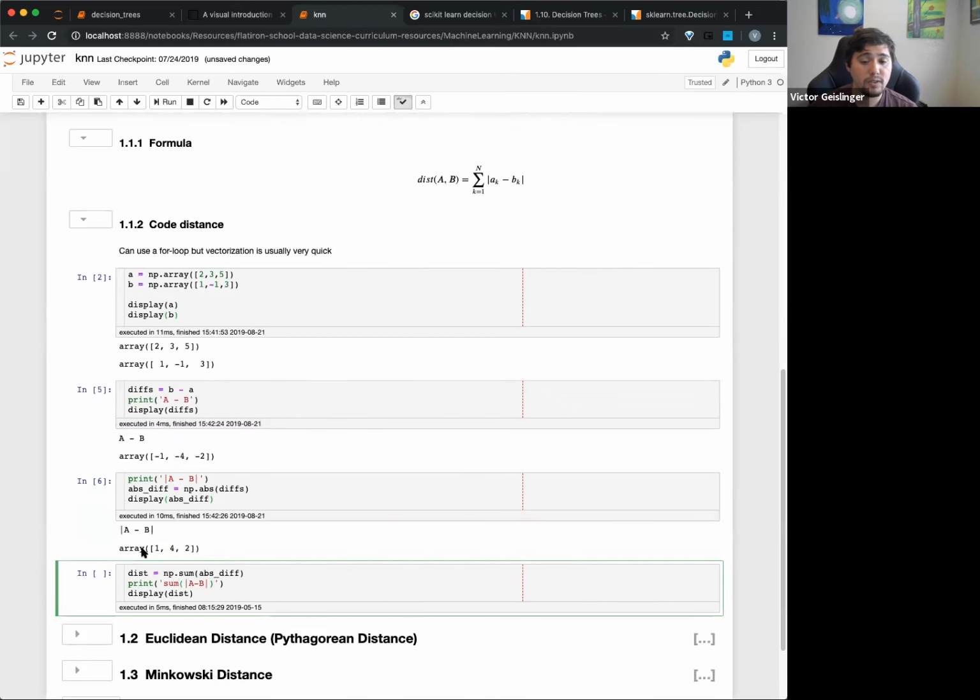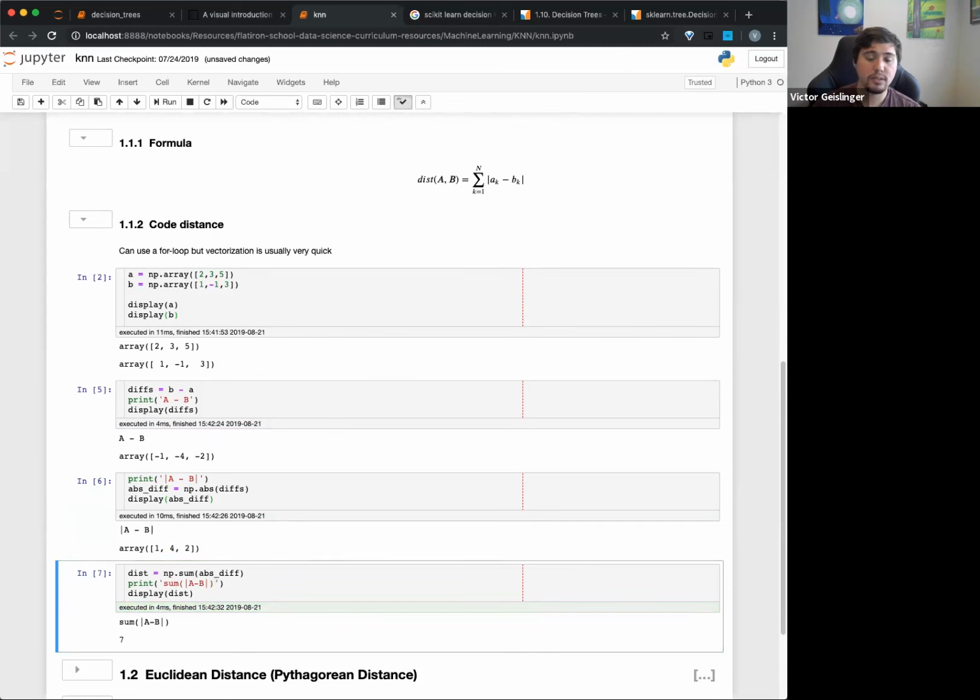And then we just sum this part. So we just do 1 + 4 + 2. That should be 7, right? So it's a distance of 7. That's essentially how you would code what this would be here. Relatively simple, pretty straightforward, right?